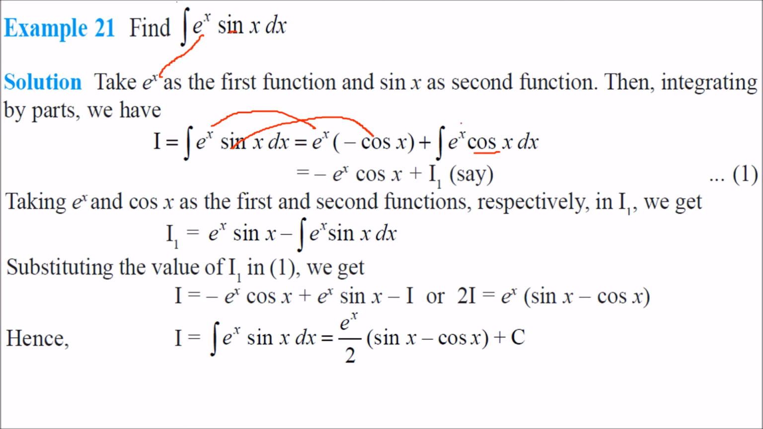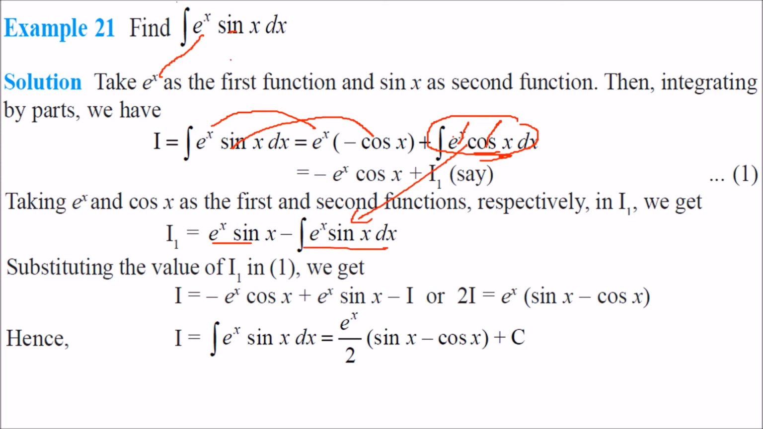But we see that when we integrate it, we have got the integral of e to the power x cos x dx. This we have just got. So now, integrating this again, we take e^x as the first function and cos x as the second function. So what do you get? e^x sin x minus the integral of e^x sin x dx. We are integrating this now.